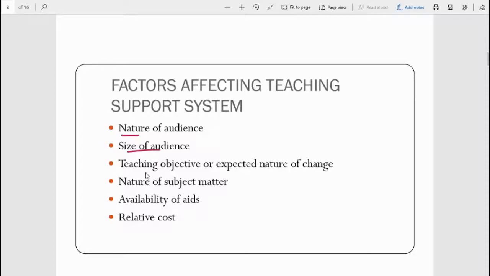Then the next is, what are the teaching objectives or expected nature of change? What is the nature of subject matter? For example, if the subject is history, then it is best that you have some teaching aid, you have a projector, you use that or something like that. But if it is something related to literature or poem, then I don't think that you need any kind of aid. So it depends on that. And then whether that aid is available or not, and what is the cost. If it is very costly and you can't afford it, if it is out of your budget, then you can't think of using those aids. But if it comes under your budget, then it is okay, right? You can spend, you can invest.